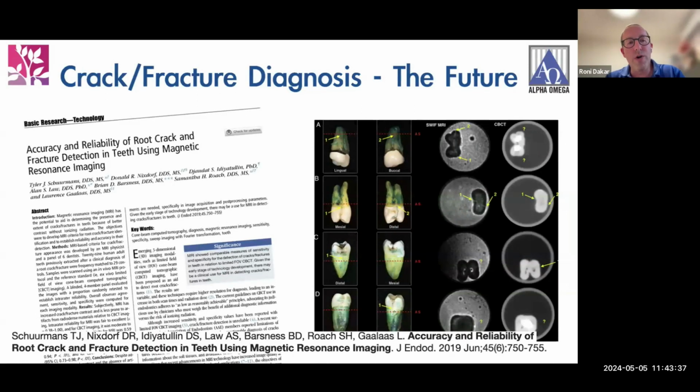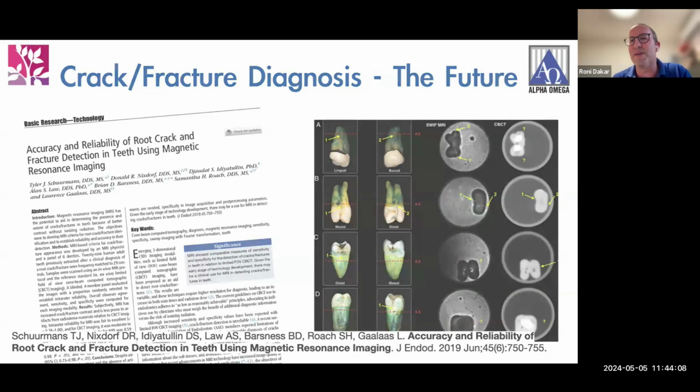And what does the future hold? In crack diagnosis, recent articles talk about MRI examination with the special protocol called the SWIFT for the detection of fractures and the cracks. They claim that the examination can detect fractures, cracks, and even lateral canals. But it is not yet past the research stage. So in the meantime, we will have to stick with our old and less effective methods.